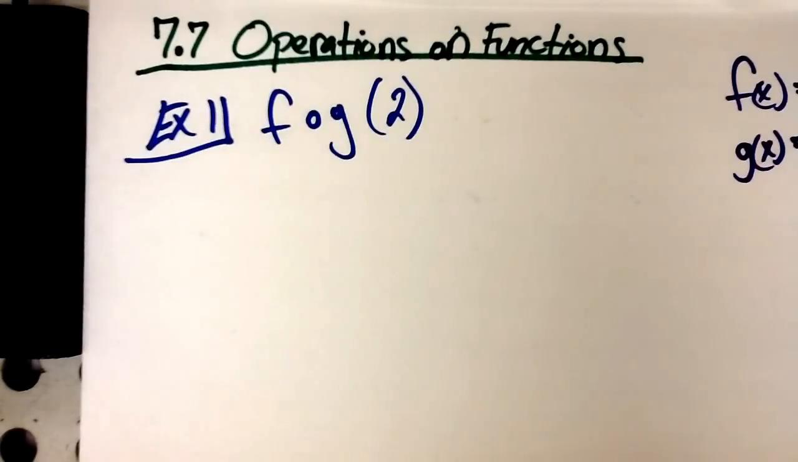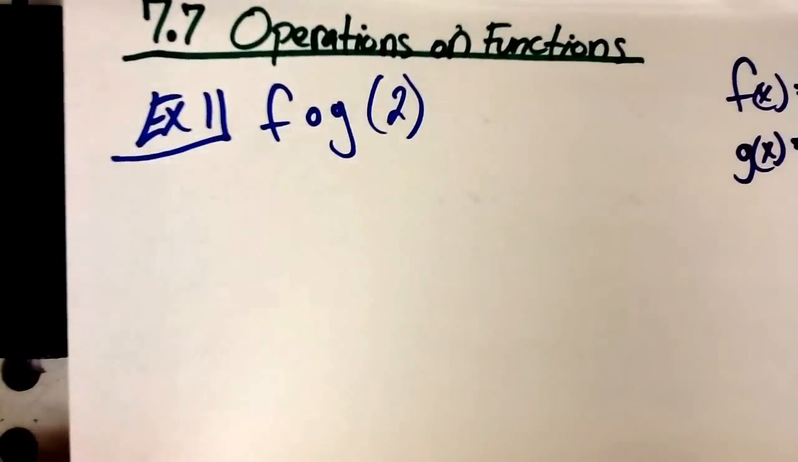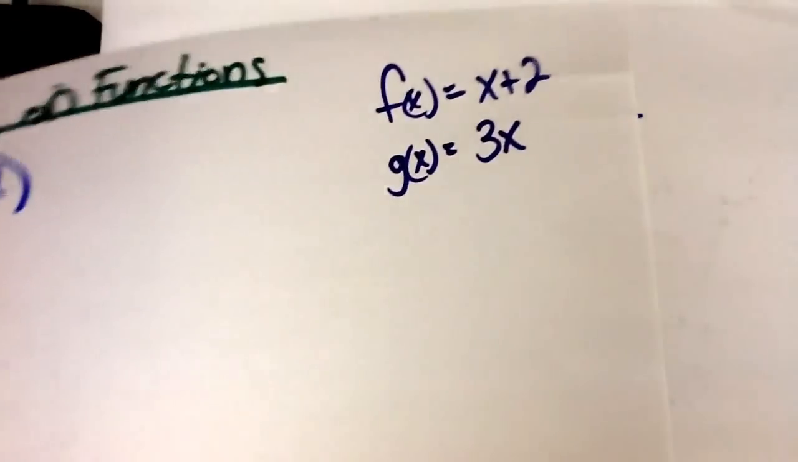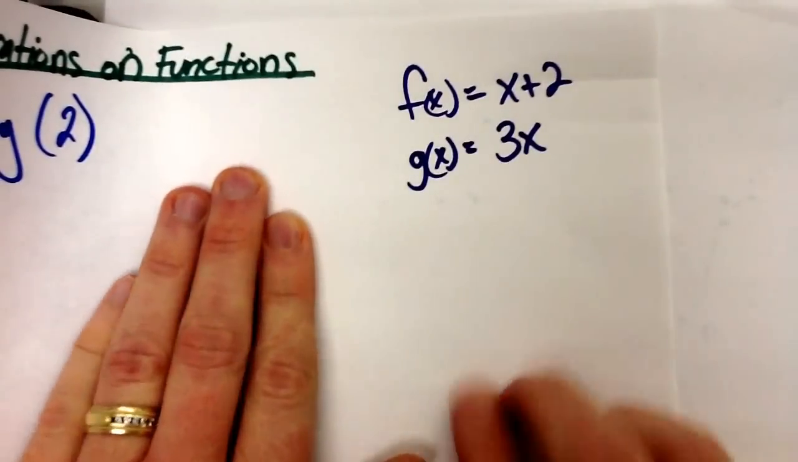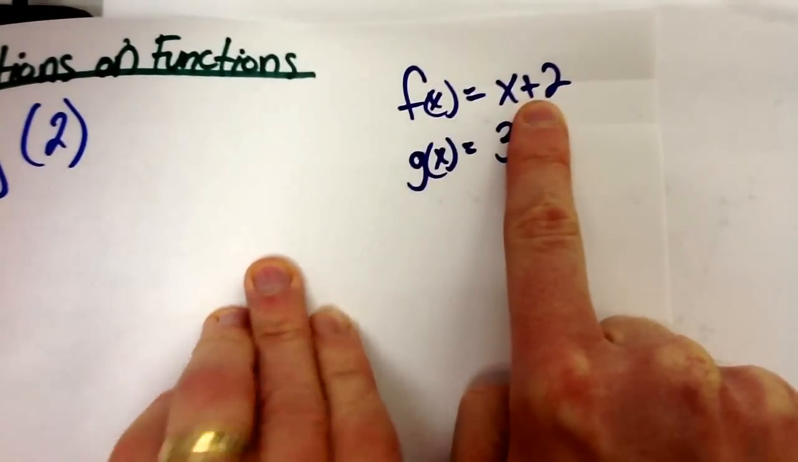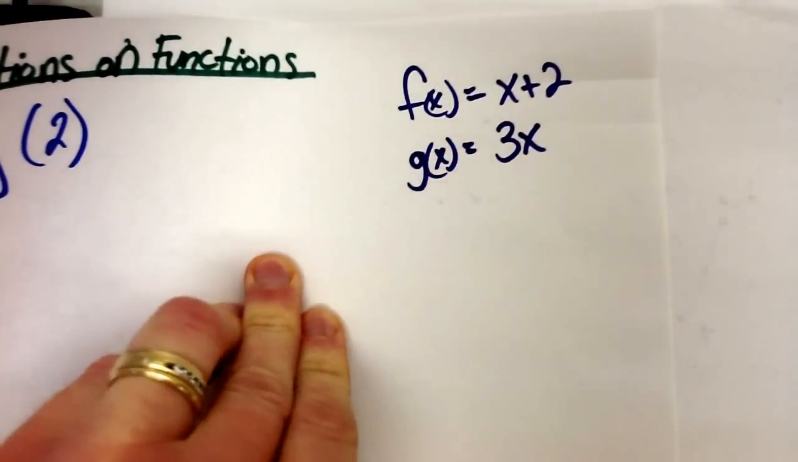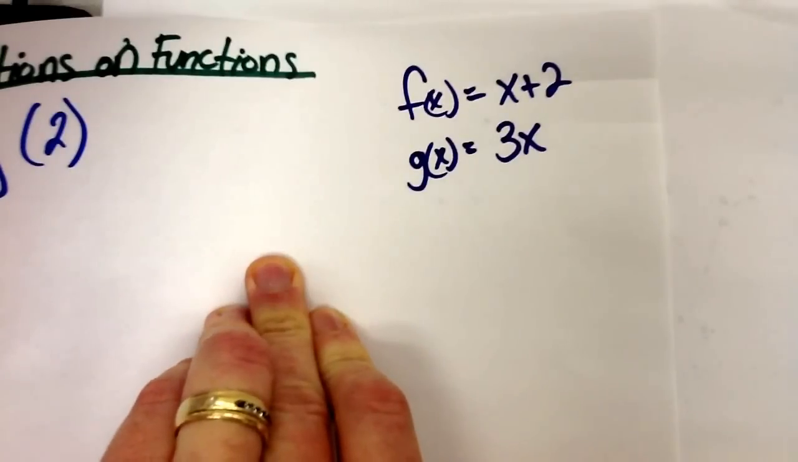Right now, before we do this first example, I do want you to write down two equations. Probably just want to pause it and write these down and come back. f of x equals x plus 2 and g of x equals 3x. You're going to use these two equations throughout the whole process here.